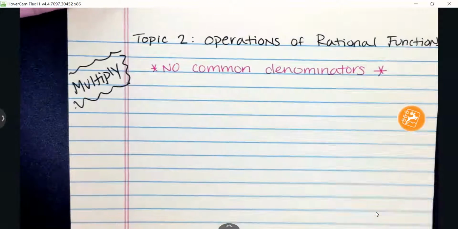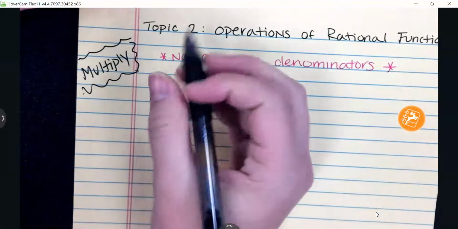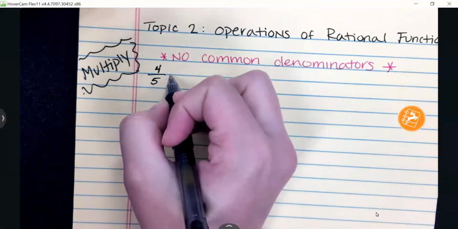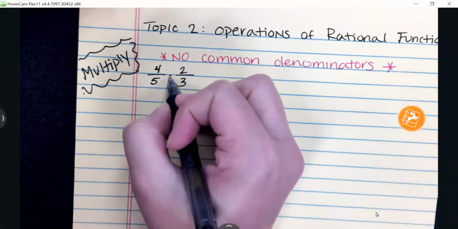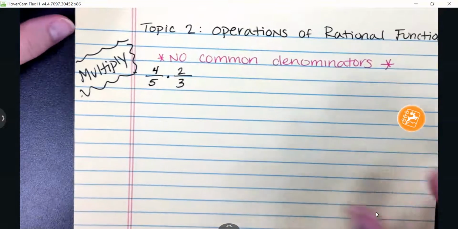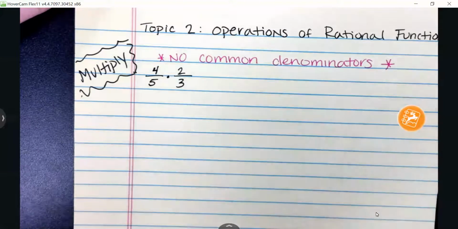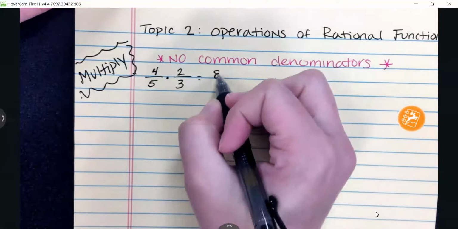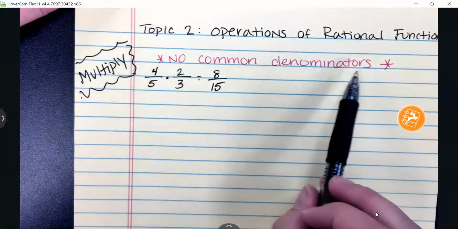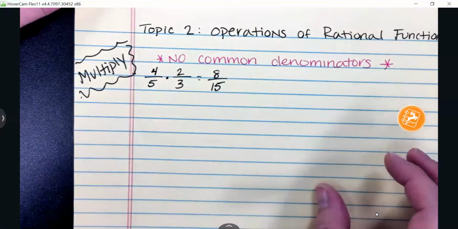So we're going to start out simple, like no letters, just simple 5th grade fractions. What is 4/5 times 2/3? 8/15. Where did he get 8/15 from? Because when you multiply, you just multiply straight across. 4 times 2 is 8. 5 times 3 is 15.